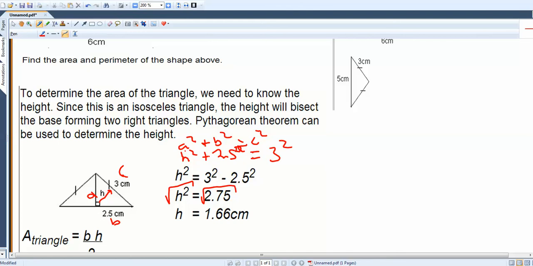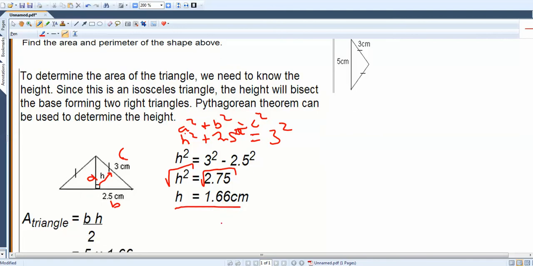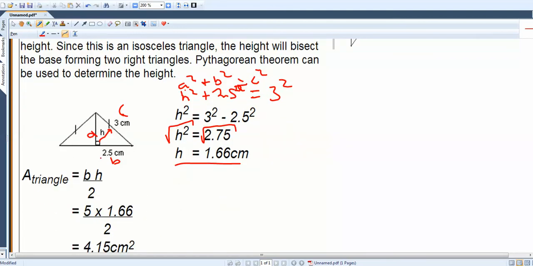And I'm going to rearrange it. I'm going to subtract 2.5 squared from each side, so I get h squared equals 3 squared minus 2.5 squared. I get h squared equals 2.75. Then I take the square root of both sides, and I get h equals 1.66 centimeters. Now that I know the height, I can figure out the area of the triangle. The area is the base, the whole base, so that's 5 all the way across here, times 1.66 divided by 2, or 4.175 centimeters squared, excuse me.